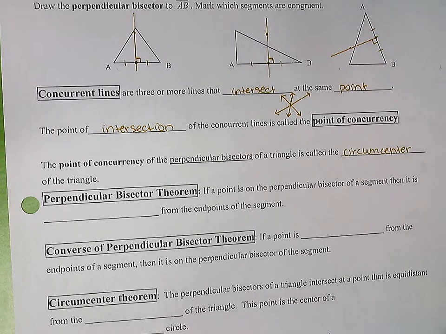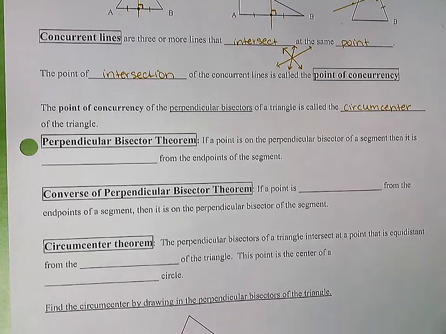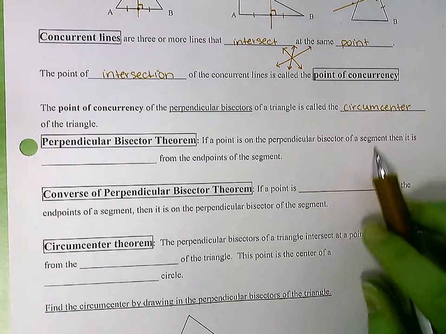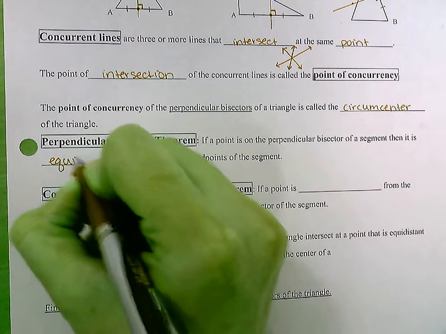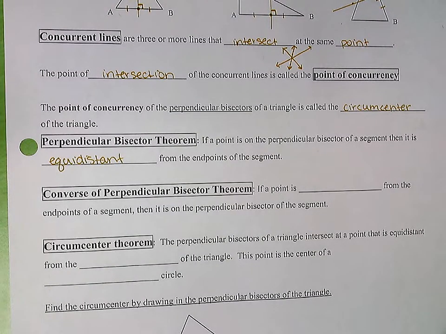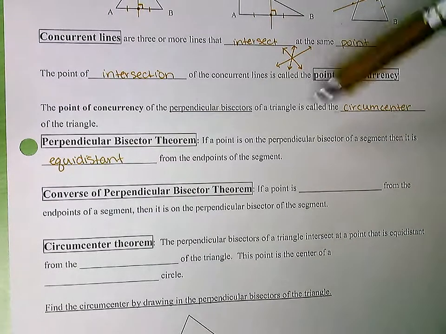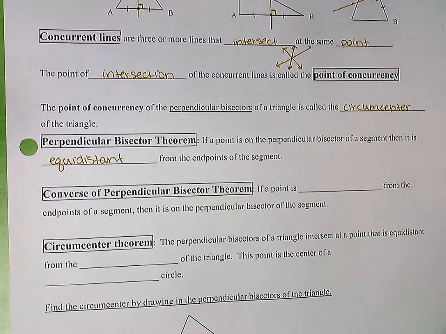Leading into your perpendicular bisector theorem then, that states if a point is on the perpendicular bisector of a segment, then it is equidistant from the endpoints of that segment. Meaning it hits at the midpoint. So if you have a point on that bisector of that segment, then it's equidistant from the endpoints of that segment. So it's just saying it's at a midpoint.